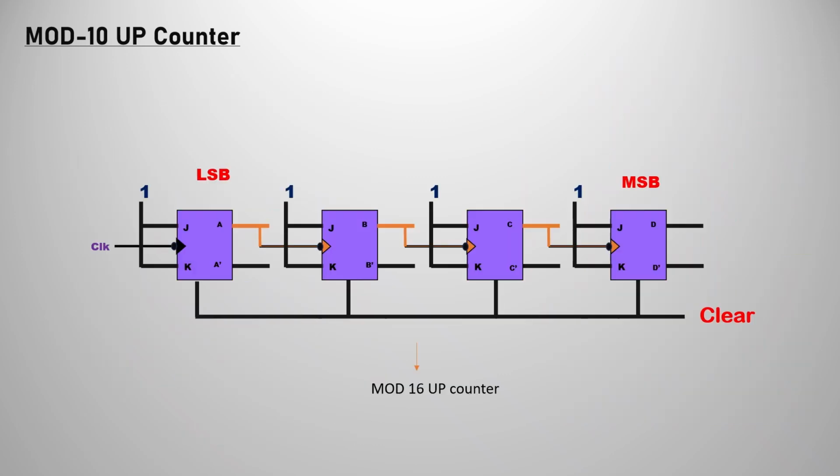And one more important thing: our required modulus counter here is mod 10 counter. For that we need to start with the full modulus counter. Here, as we are using 4-bit flip-flops, we are going to start with a mod 16 up counter, including the clear signal as well. Because after the ninth position, we are going to clear all that. So for that we need the clear signal, right? If you enter the 10th position, meaning 1010, all outputs ABCD go back to 0000.